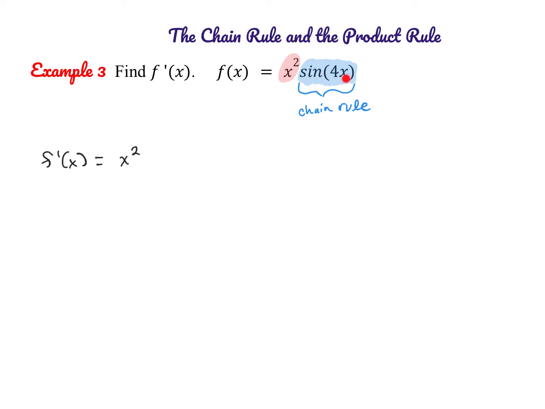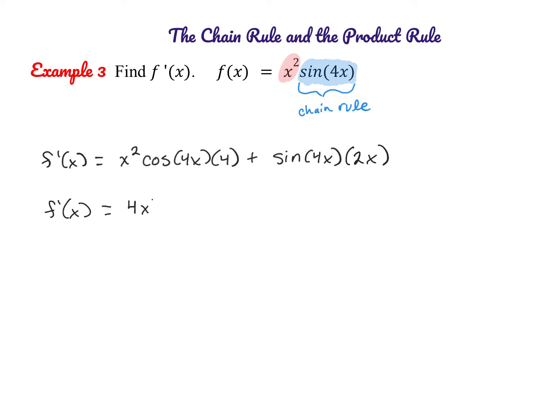So now to do the derivative of the second, we have to use that chain rule. So the derivative of sine is cosine, and then the derivative of 4x is 4. So we've done first function times derivative of second, and then plus second function times the derivative of the first, which does not require the chain rule. It's just 2x. So we can see that f prime of x is 4x squared times the cosine of 4x plus 2x times the sine of 4x.